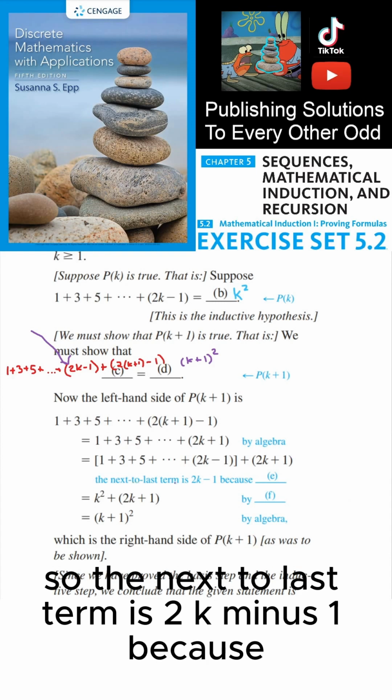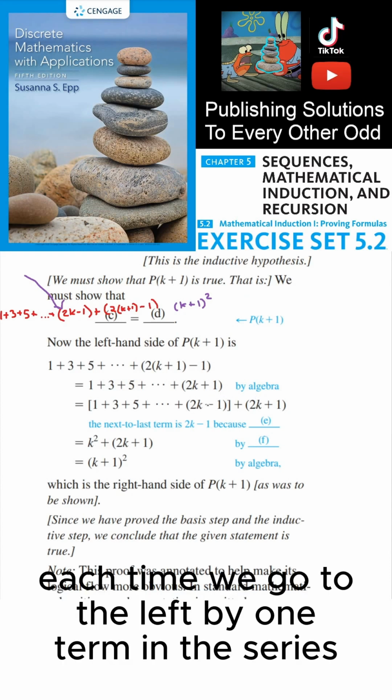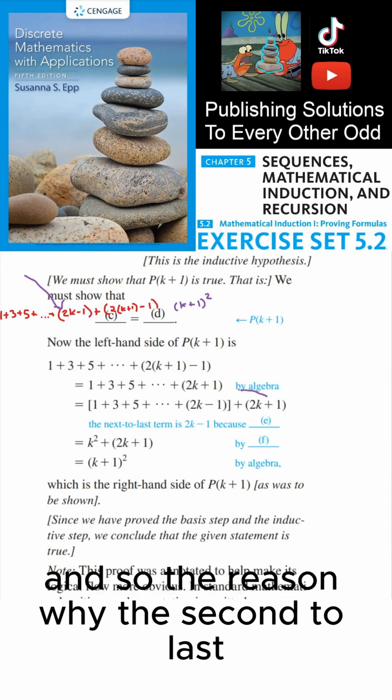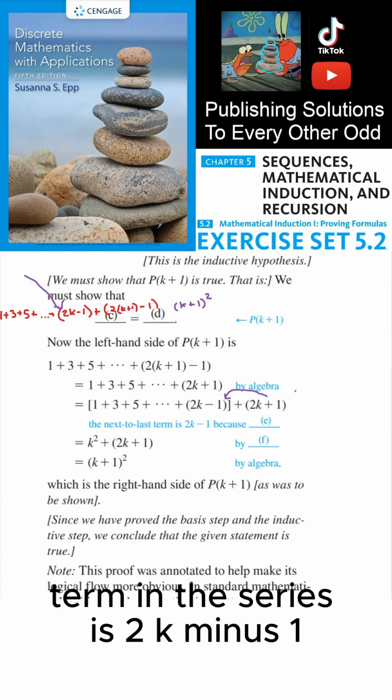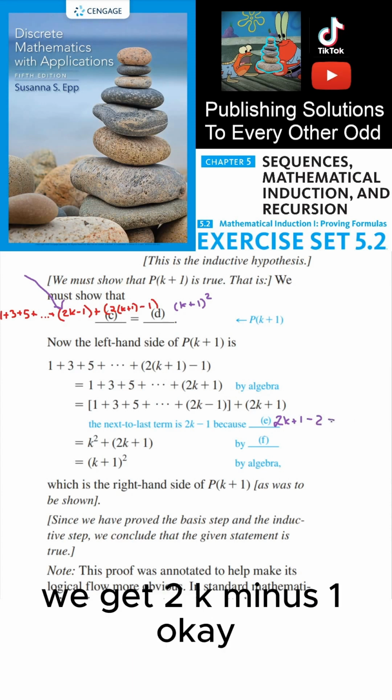The next to last term is 2k minus 1 because each time we go to the left by one term in this series, we reduce the number by 2. If we go from 5 to 3, that's subtracting 2. If we go from 3 to 1, that's subtracting 2. And so the reason why the second to last term in this series is 2k minus 1 is because 2k plus 1 minus 2, if we take away 2 from that, we get 2k minus 1.